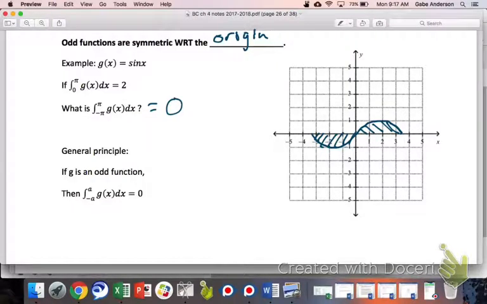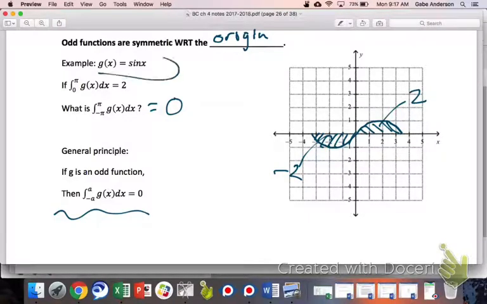But this just said what's the integral, so you'd say that while this would integrate as a positive 2, this would integrate as a negative 2, and as you accumulate those, that obviously would add up to be 0. So a general principle: if g is an odd function, then the integral from negative a to a is 0. Right there. Okay, and there are some slight manipulations you could do with that, kind of like what we saw with the even functions.